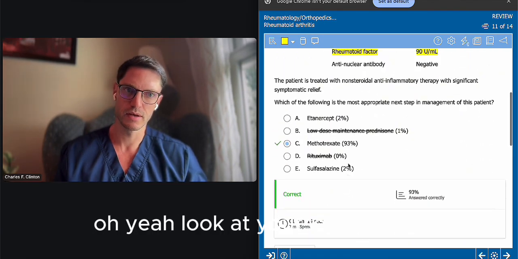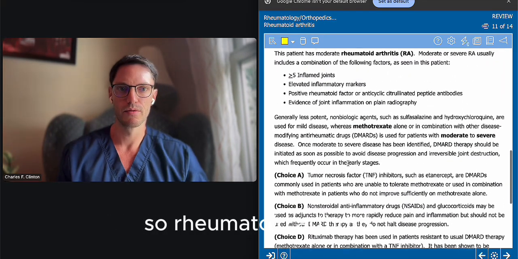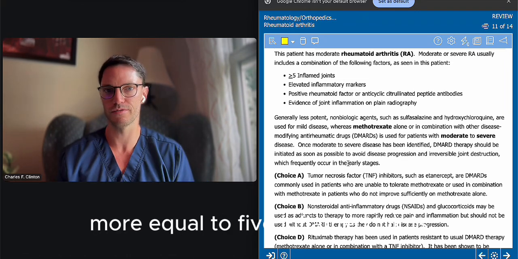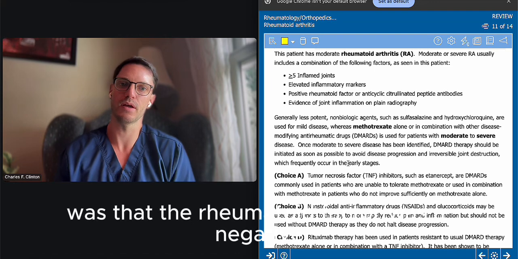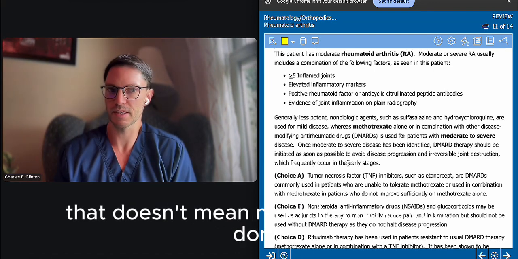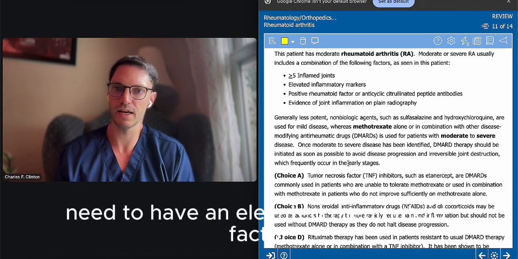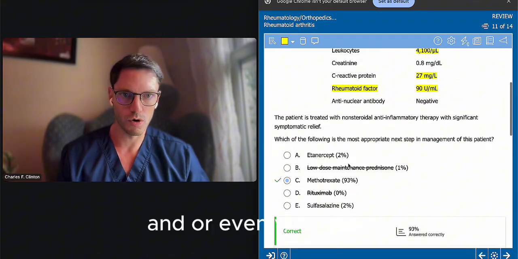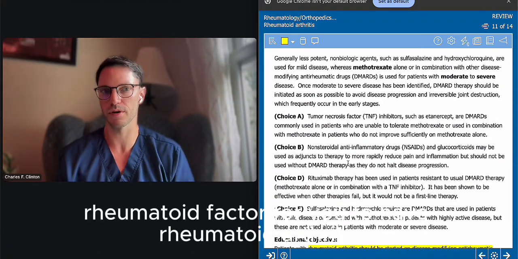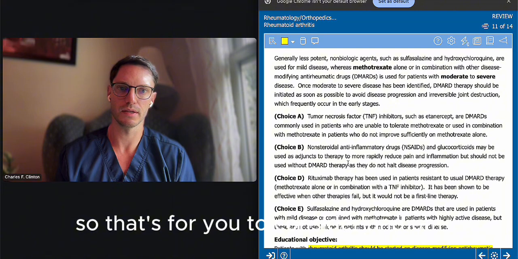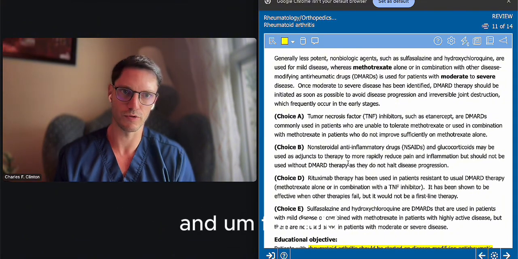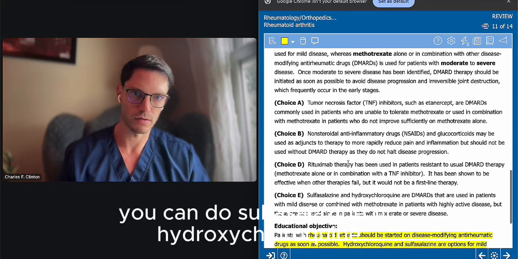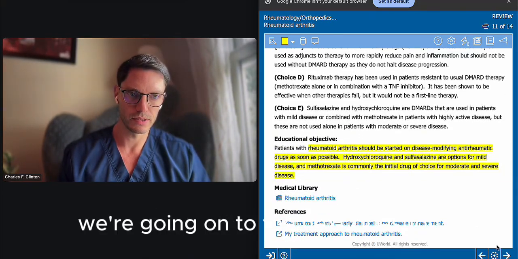Oh yeah, look at sulfasalazine. But well, let's see what else this says. So rheumatoid arthritis, we already talked about it. Of course, five or more inflamed joints, elevated CRP and/or ESR. Interesting in this question was that the rheumatoid factor was negative. That doesn't mean much, because you don't need to have an elevated rheumatoid factor for you to have rheumatoid arthritis. So that's for you to consider. And as it says here, methotrexate for moderate to severe disease, and for mild, you can do sulfasalazine or hydroxychloroquine. And other than that, we're going on to the next question.